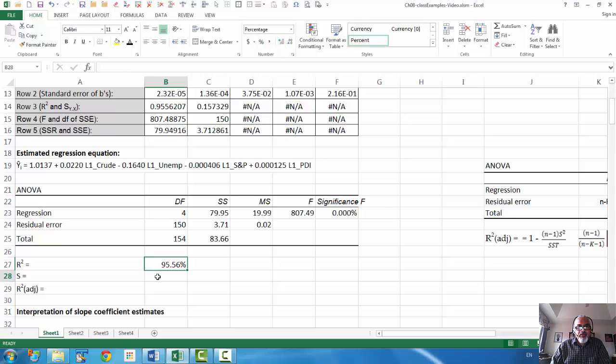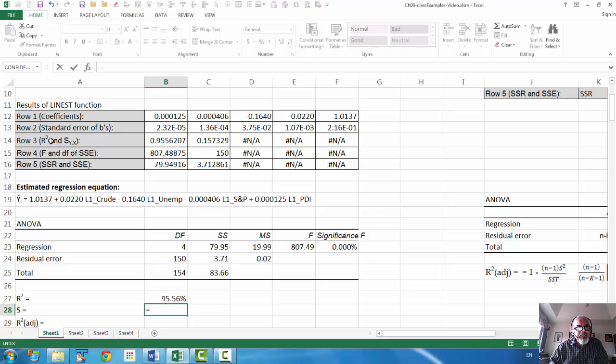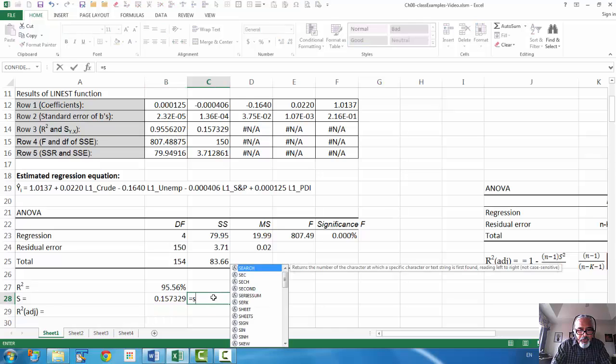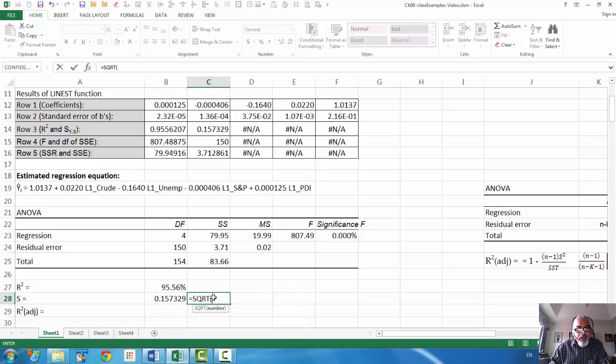Now S is the square root of mean square error. We can compute that as the square root, or we can pick it up from the LINEST results. In row number 3, you see that, which will be the same as the square root of MSE. See, they both are the same.